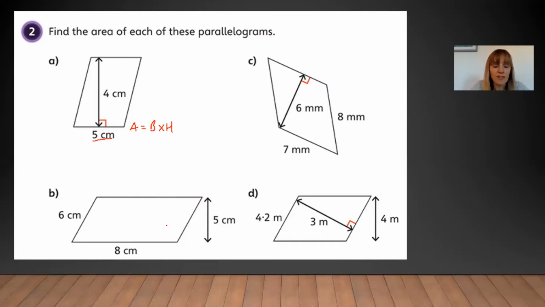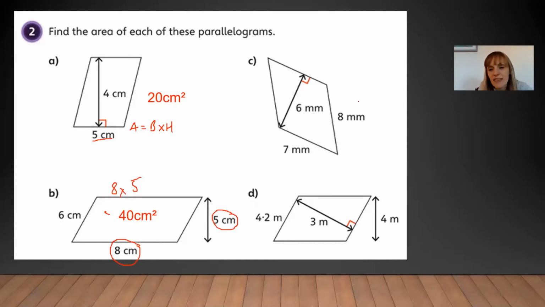Okay, so for part A then, height times by the base gave us an answer of 20 centimetres squared. Now in B, the base was here, look, that was 8, and the height is 5 centimetres. So for this one, we had to do 8 times 5, which gave us an answer of 40 centimetres squared.